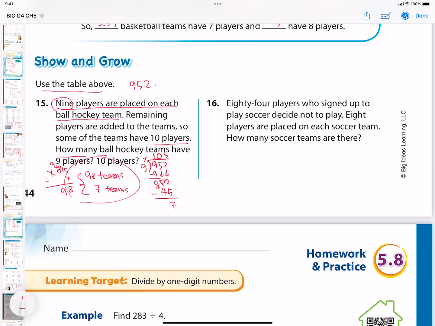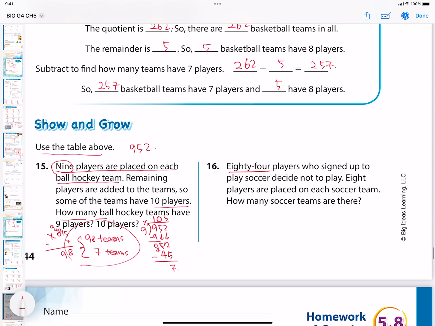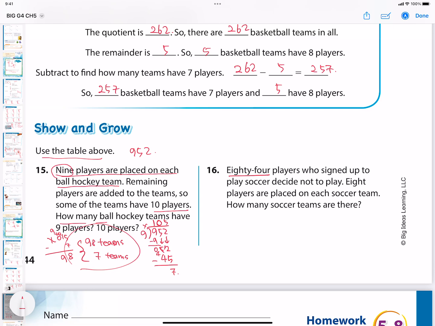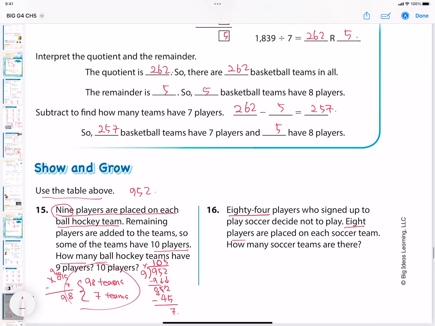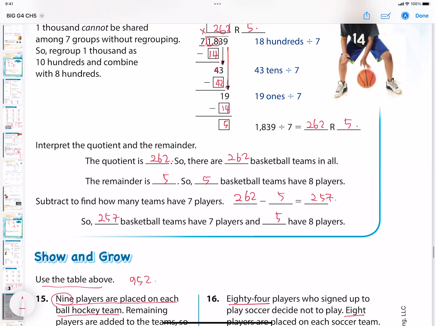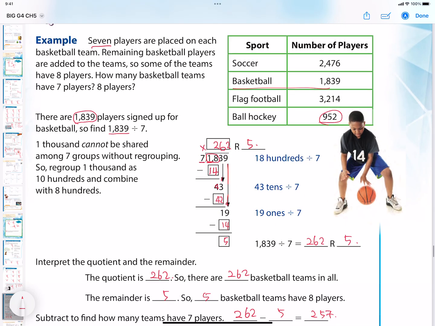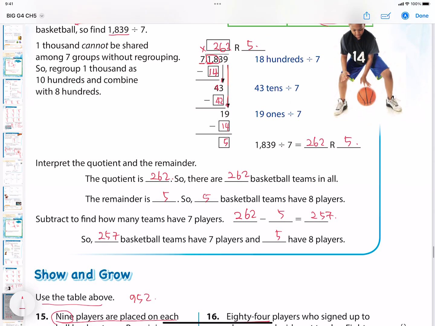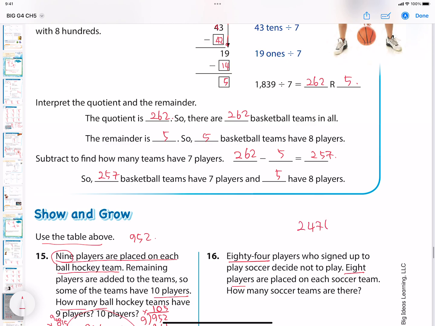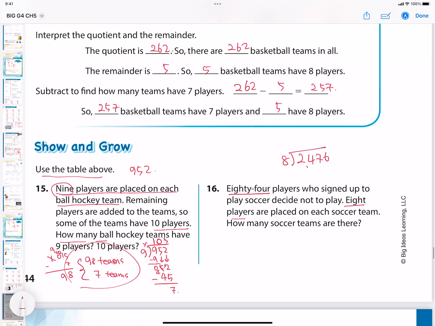All right. Now, next question. 84 players who signed up to play soccer decide not to play. Okay, 8 players are placed on each soccer team. How many soccer teams are there now? Okay, now 84 players who signed up to play soccer decide not to play. So let's see, soccer 2,476. Okay, and then eight players are placed on each soccer team, so you need to divide by 8, right?